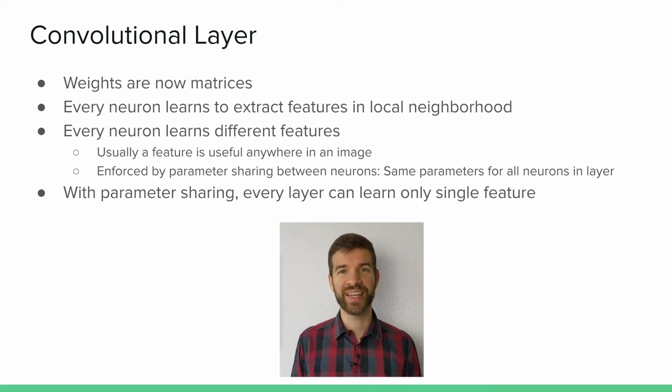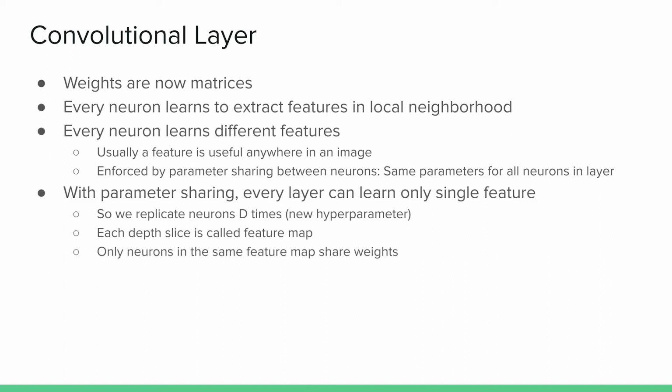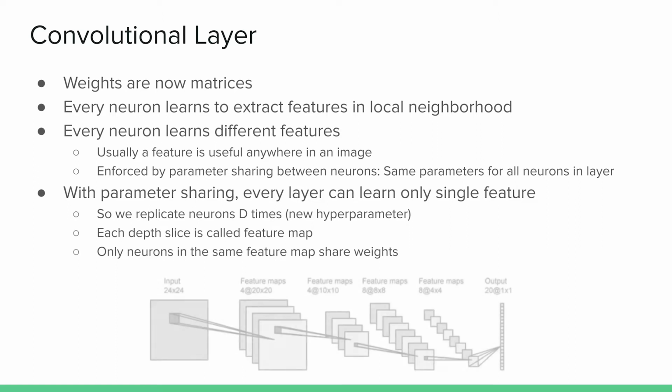So what we do, instead of just having many more layers, is replicate this. We replicate the neurons d times, which is a new hyperparameter that we have to tune and change. We replicate each layer d times, and each depth slice is called a feature map, which again learns one feature. Only neurons in the same feature map share the weights, and by replicating the layer d times, we can extract d different features in this one layer.